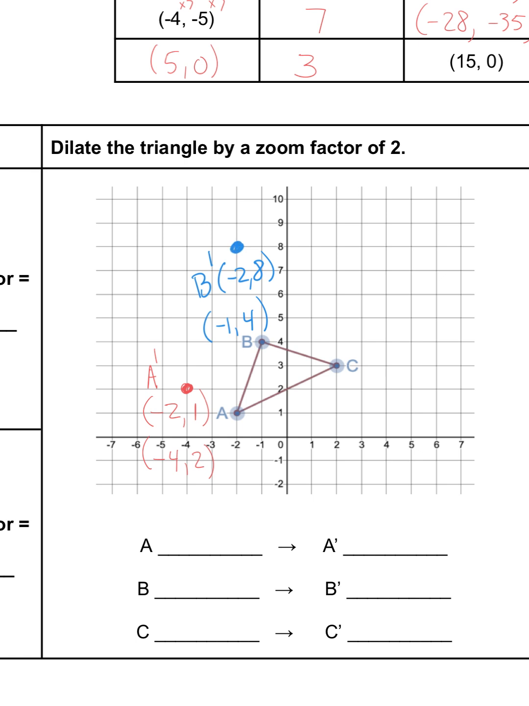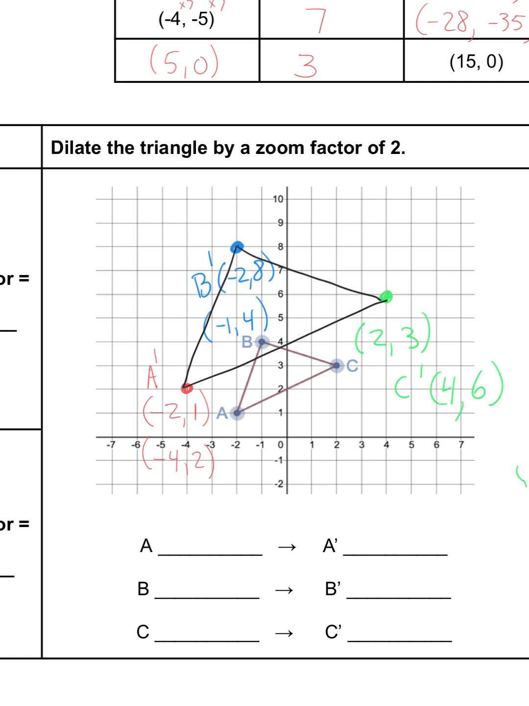And finally C. Our original coordinate is over 2 and up 3. 2, 3. So our new point, C prime, we multiply those each by 2. 2 times 2 gives us 4, and 3 times 2 gives us 6. So the new C would be 4, 6. So over 4 up 6. And there is our new enlarged triangle.